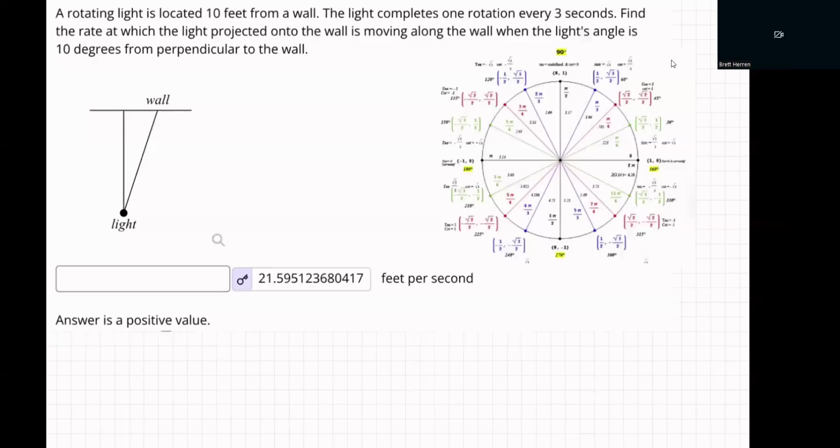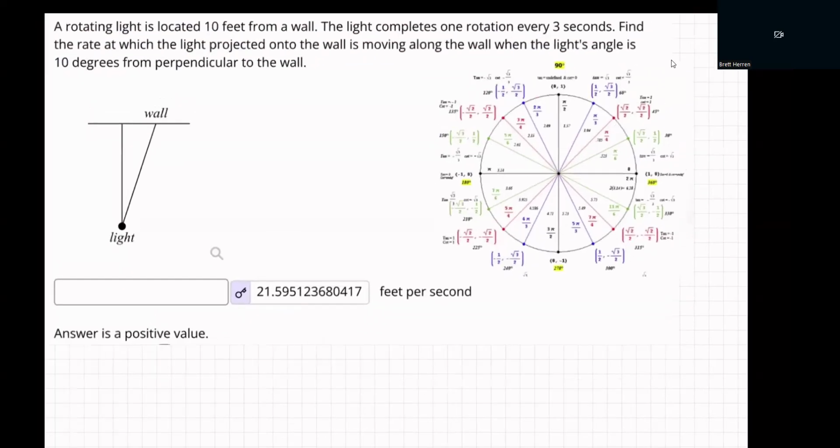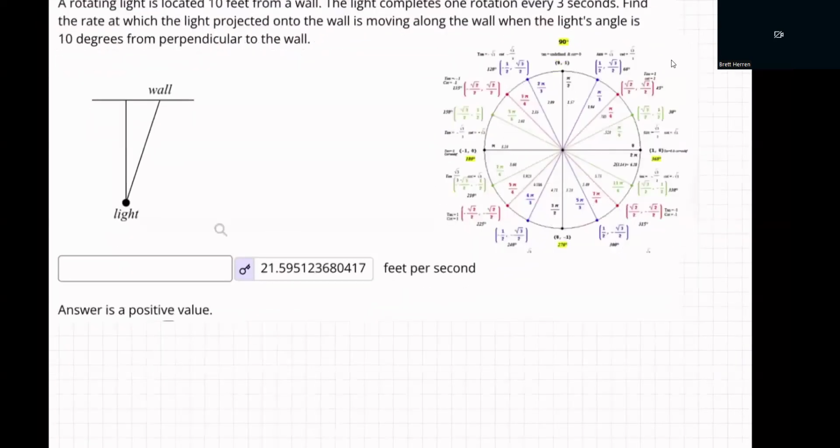Okay, so in this example, it says a rotating light is located 10 feet from a wall. The light completes one rotation every 3 seconds. Find the rate at which the light projected into the wall is moving along the wall when the light's angle is 10 degrees from perpendicular to the wall. Okay. So let's make sure we're clear first off.